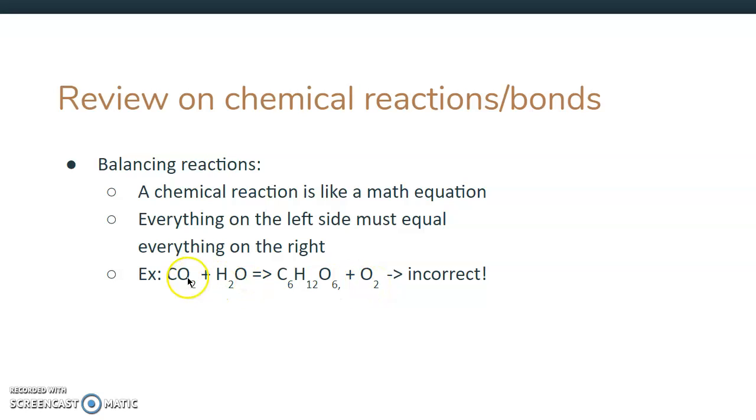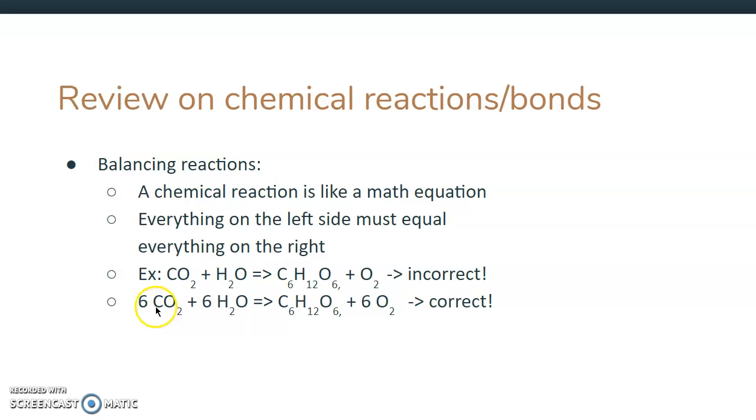What this is telling us is that on our left side we have a carbon, and if we don't have a subscript, it means we just have one. So we have one carbon element, and on this side we have 6. On our left side we have 2 hydrogens and 12 hydrogens on our right. On our left we would have 1, 2, 3 oxygens, and on our right we'd have 6 plus 2 for 8. So because it's not balanced, we have to put in some numbers in the front.